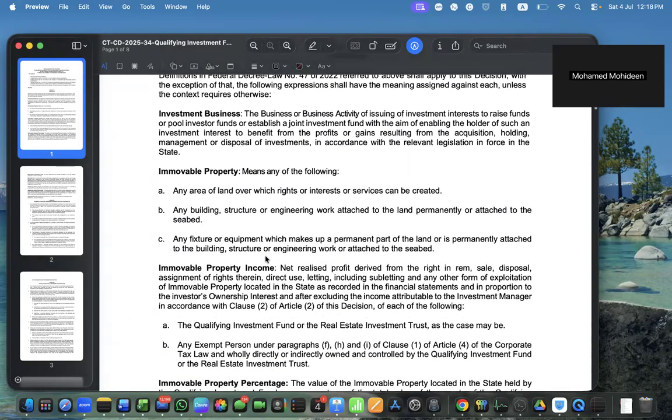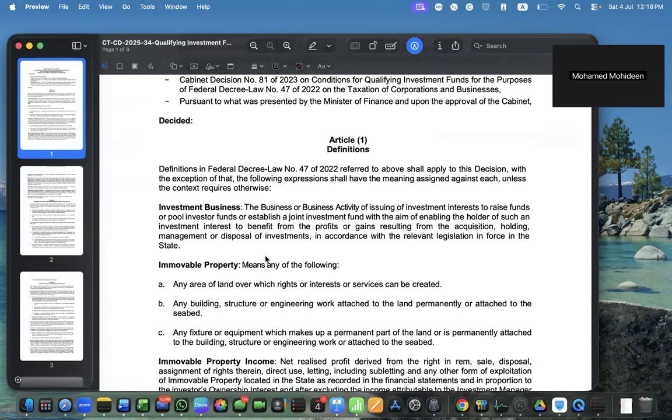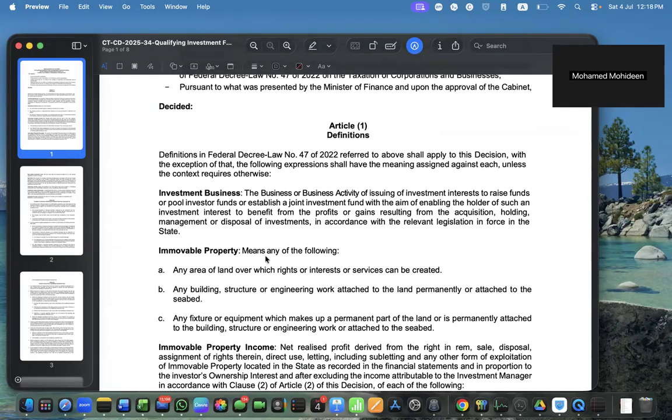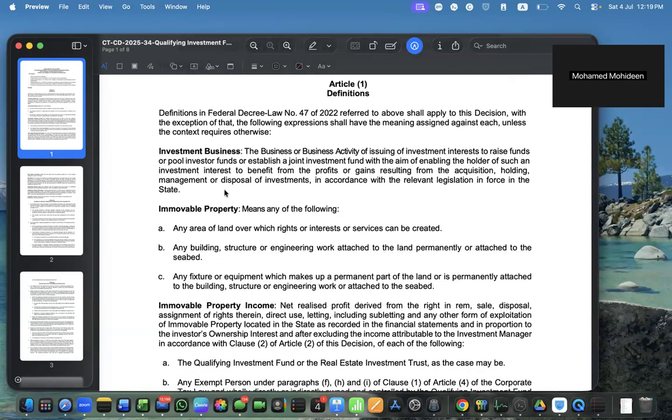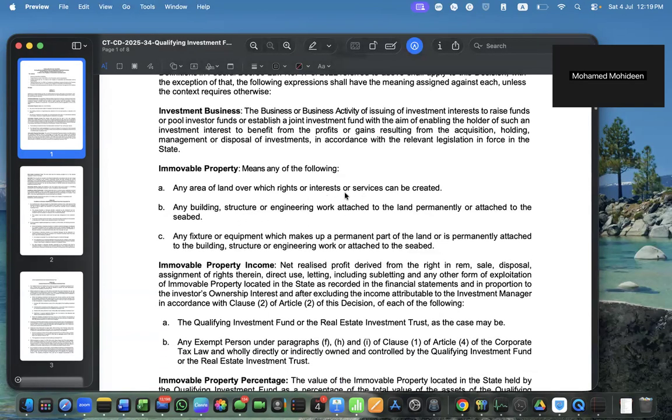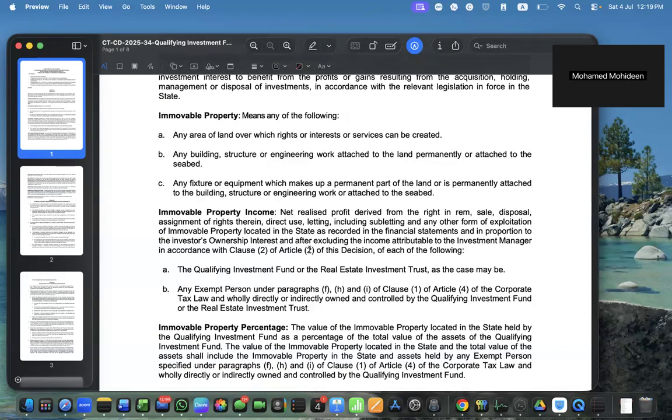Qualifying investment fund, yes. A lot of definitions have been provided. We can look at the definitions because this is going to be a very detailed topic. We're going to go through this to get a clear understanding. Shall we move through it in a bit more detail? Yes, please proceed. So first thing, what is an investment business? The business or business activities of using an investment interest to raise funds. That's the investment business to begin with. Immovable property means any area of land over which rights or interests or services can be created. Building, structure, engineering work, fixtures, etc. All of that is immovable property.